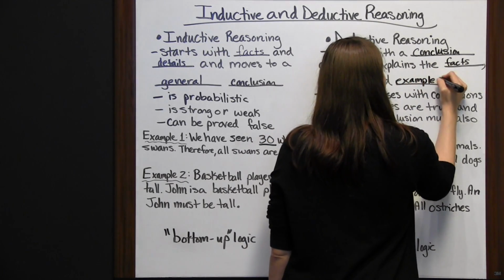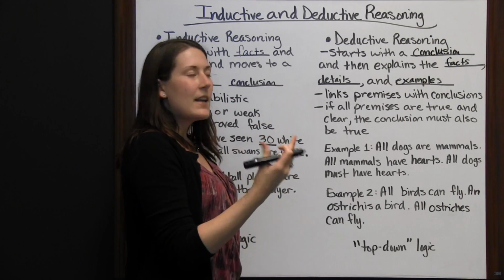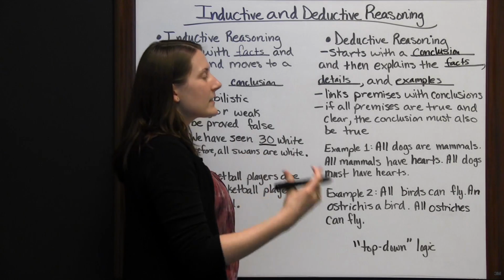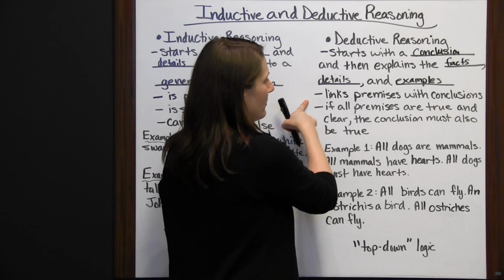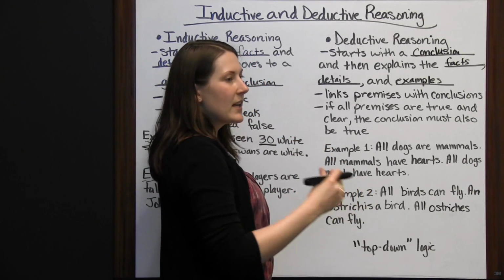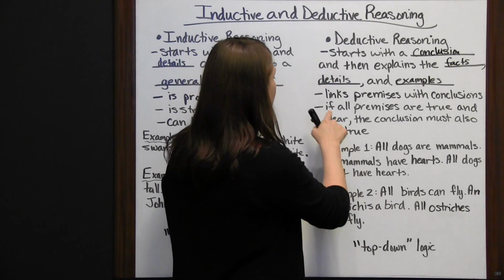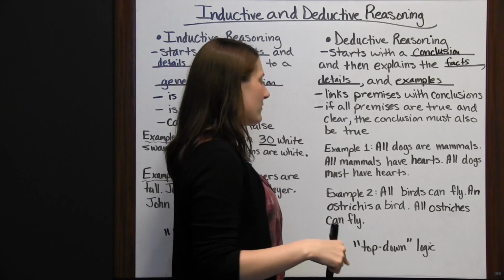So you start with one basic conclusion, one basic statement, and then give facts and details that can support it or that are examples of that statement. This one links premises with conclusions. So you come up with a certain premise and it's linked to your conclusion that you started with. If all premises are true and clear, then the conclusion must also be true.